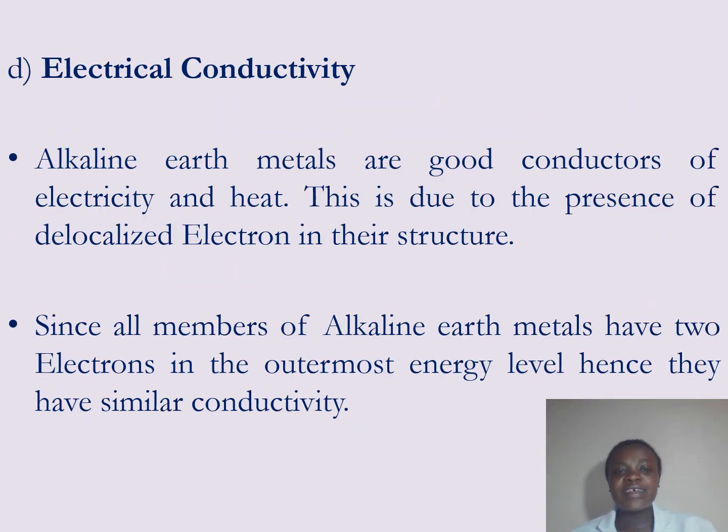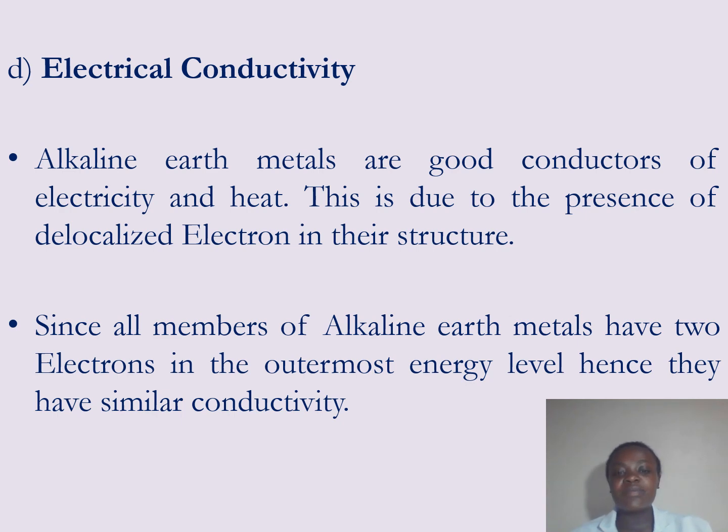The next property we look at is electrical conductivity. We said that for metals to conduct electricity, these metals must have delocalized electrons. Alkaline earth metals have delocalized electrons, that is the 2 electrons that are lost during a reaction. So alkaline earth metals are good conductors of both heat and electricity, and this is because of the presence of delocalized electrons in these structures.